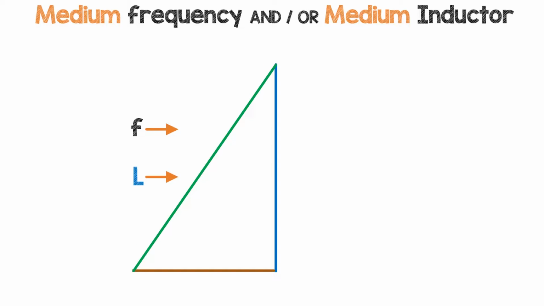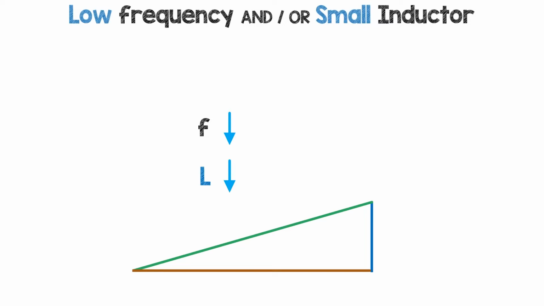With a medium frequency and/or a medium inductor value, the inductive reactance is reduced, so the voltage across the inductor is reduced, so there's more voltage for the resistor. We have a medium phase angle. Then at low frequency or with a small inductor value, XL is low, therefore the voltage across the inductor is low, so there's more voltage left for the resistor, and the phase angle is low.